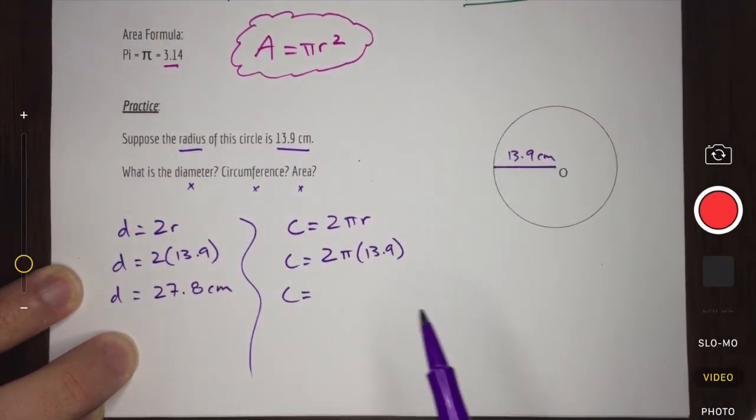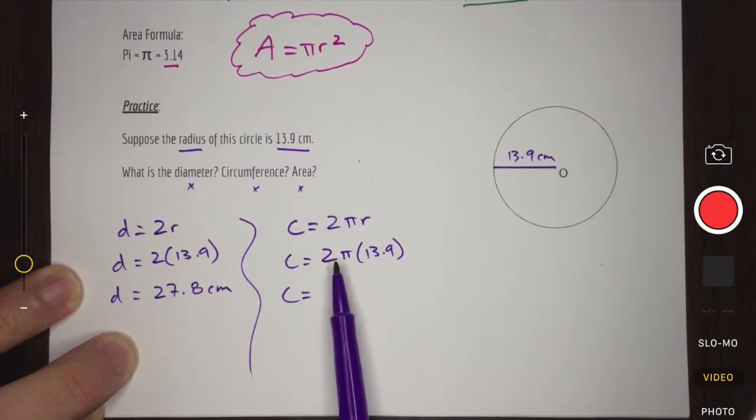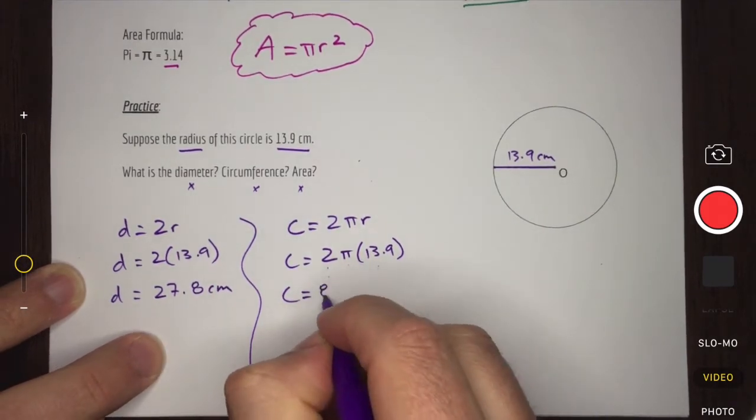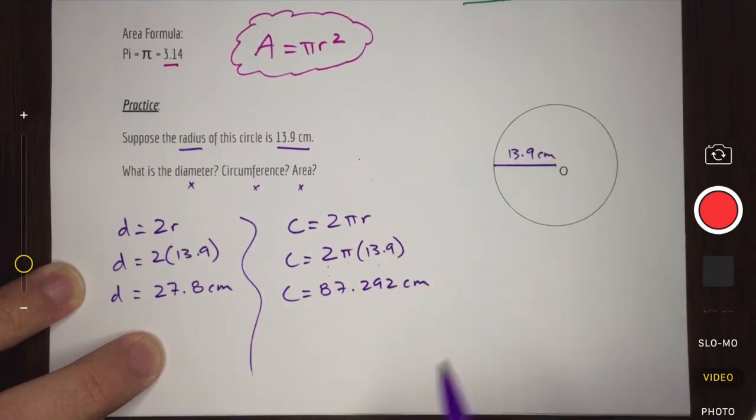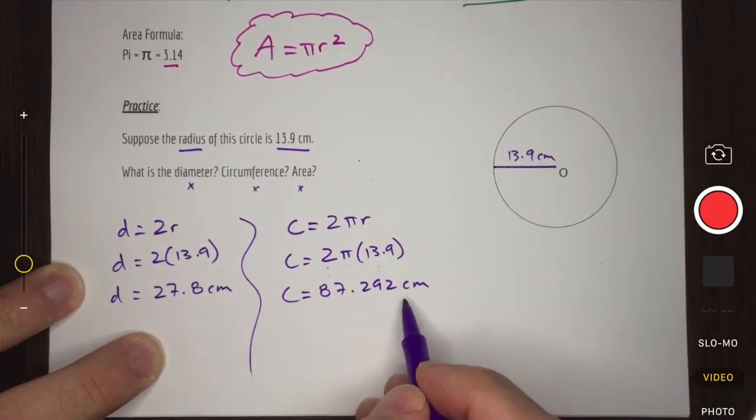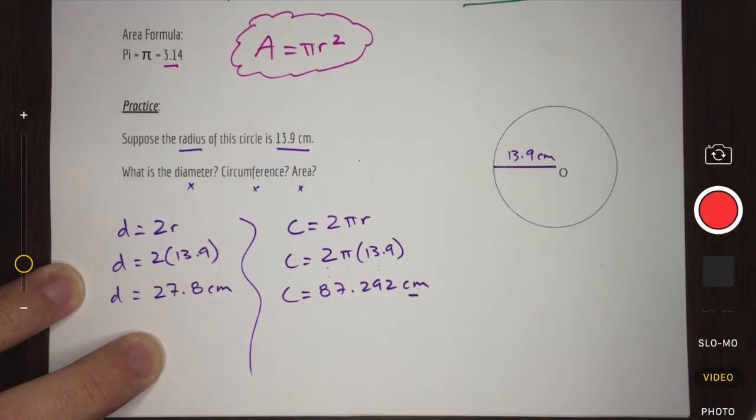When I multiply all this together, and because I'm multiplying the 2 times the pi times the 13.9, I can just enter this all into my calculator from left to right. I'm going to end up with a calculation of 87.292 centimeters. But we'll remember that because I'm measuring in centimeters, I want to make sure that I round back to 1 decimal place.